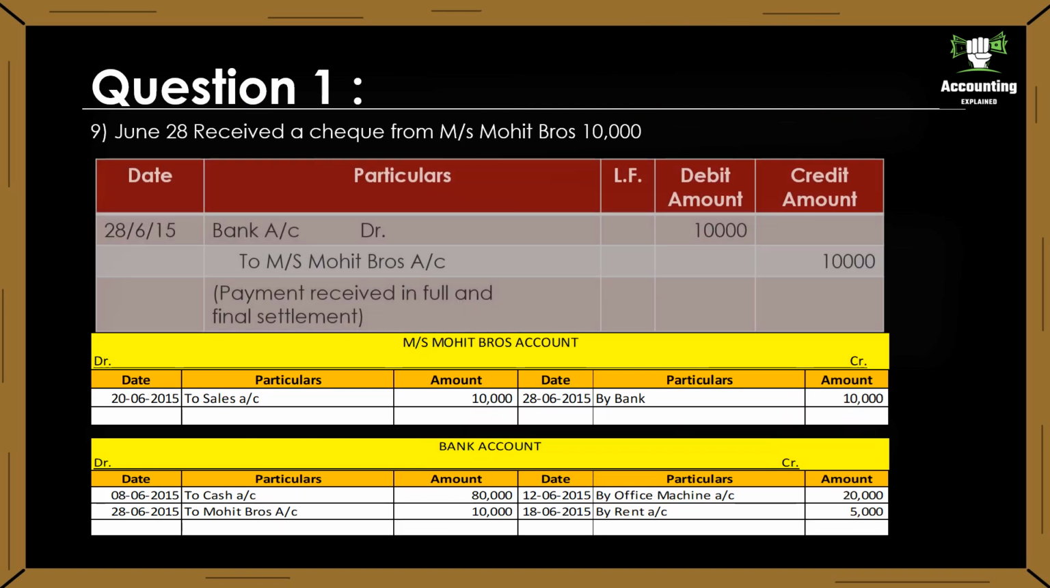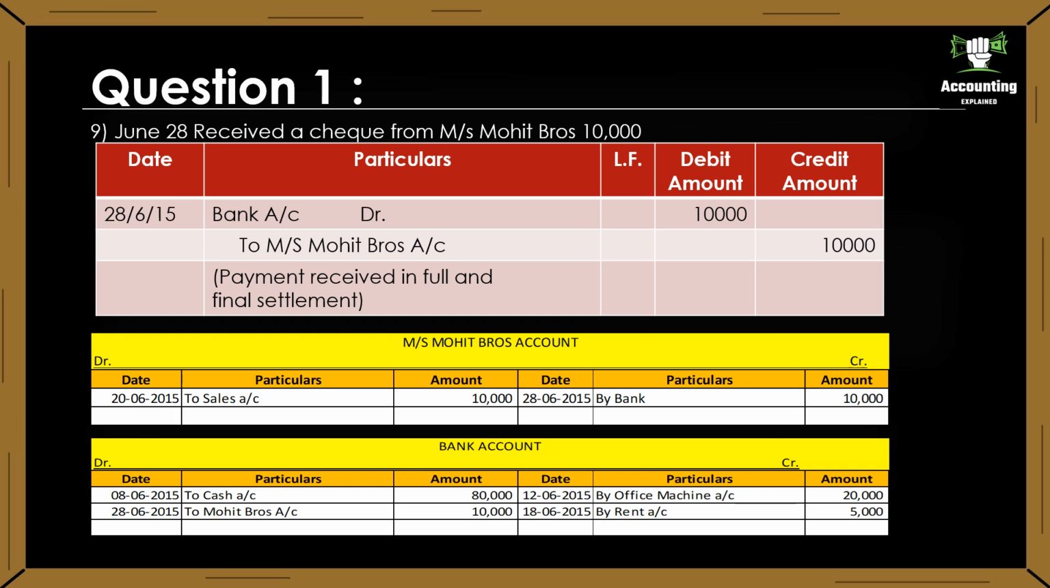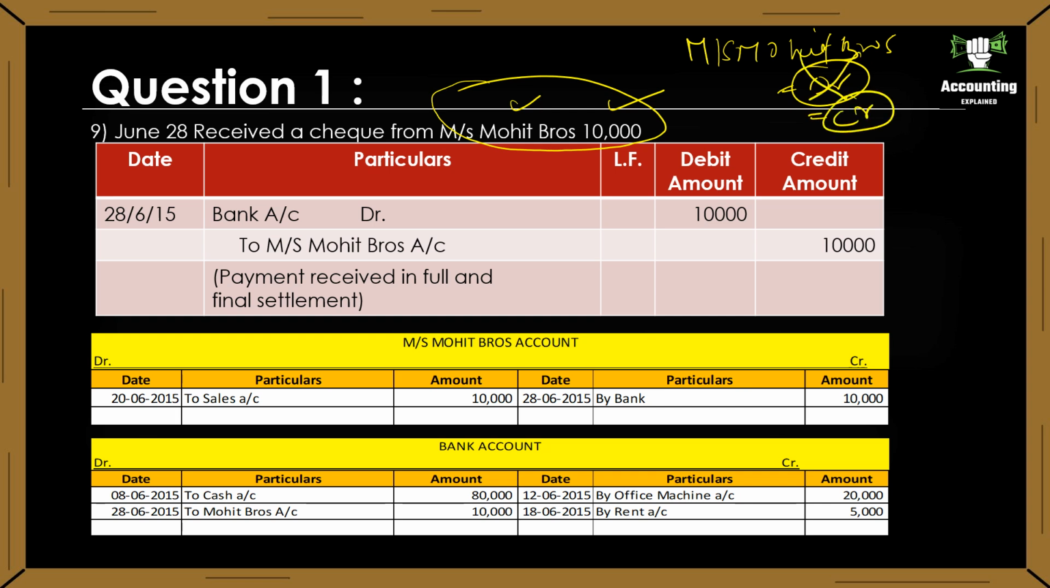On June 28, received a check from Messrs. Mohit Brothers 10,000 rupees. This is for the sales we have made. Okay, so Mohit Brothers, what did we do? We debited them because they were our debtor. Now they are going to pay back. Now we are going to cancel that debit and we are going to credit them because opposite of debit is credit. So to Mohit Brothers, see the journal entry. To Mohit Brothers on 28/6/2015 we have debited it with 10,000 rupees.